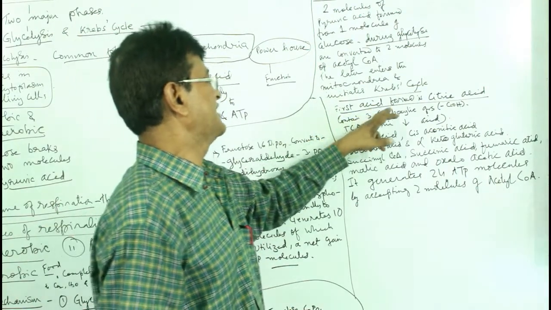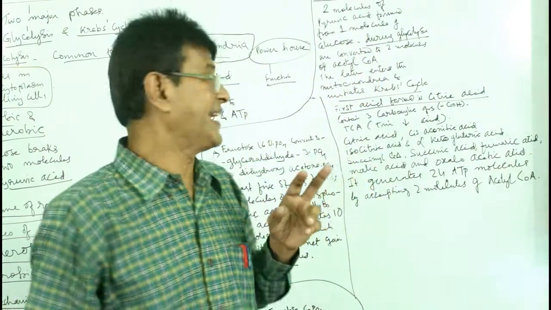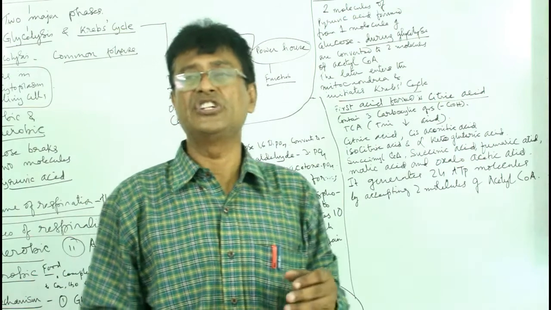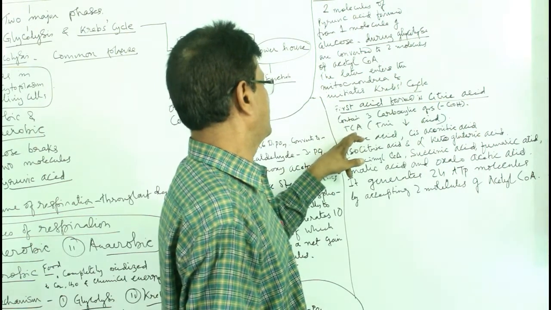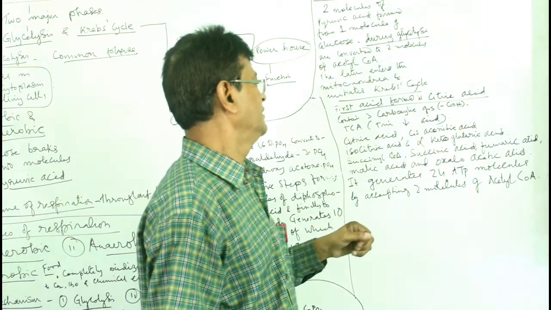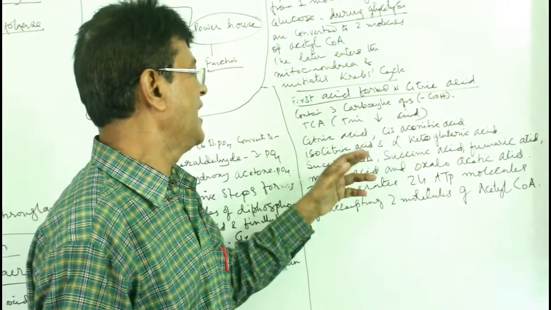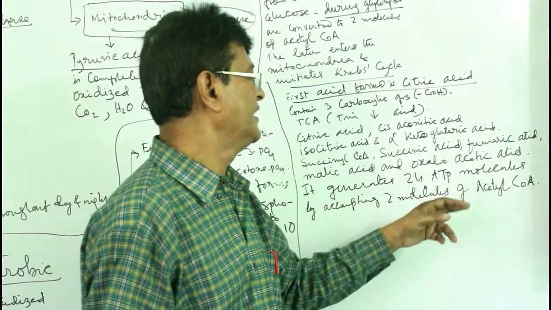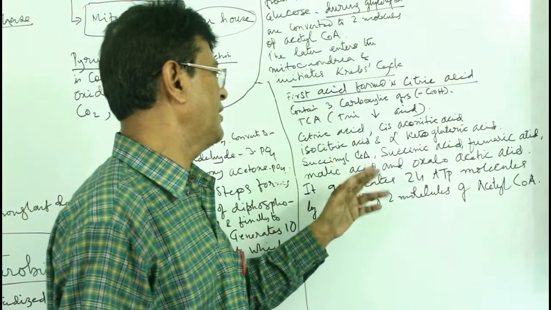The first acid formed is citric acid, which contains 3 carboxylic groups, that is COOH, so it is also called TCA, the tricarboxylic acid cycle. The sequence is citric acid, cis-aconitic acid, isocitric acid, alpha-ketoglutaric acid, succinyl CoA, succinic acid, fumaric acid, malic acid, and oxaloacetic acid.